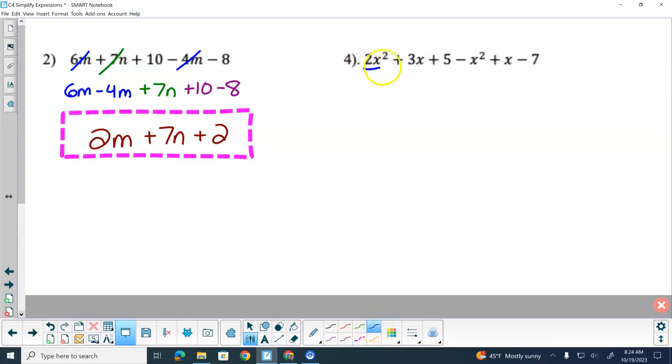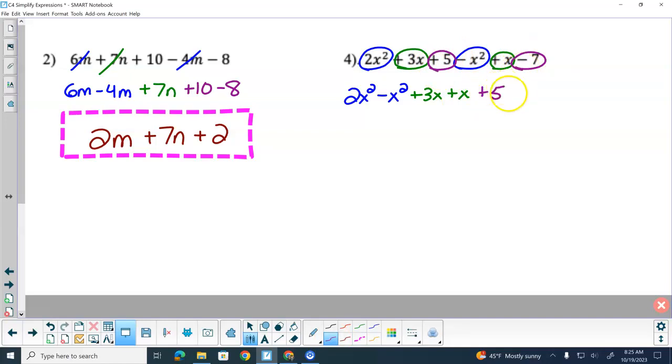Okay? X squared, there's another x squared term there. So that's going to give me 2x squared minus x squared. 3x and x. 5 and negative 7. 2x squared minus x squared. If you have 2 of something and I take 1 away, that leaves me with 1. If you have 3 and I give you 1, that gives you 4. If you have 5 and I take 7 away, you get negative 2.